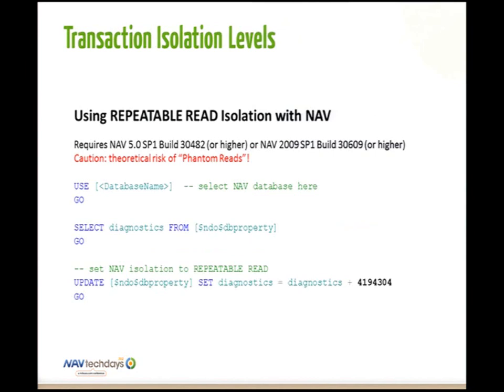Since these NAV versions, we can apply a binary switch in the DB property table. Yes, it's a field called diagnostics. By default, it's empty. There are some binary diagnostic switches that can be added to this. And if this one is applied, then NAV is using repeatable read isolation instead of serializable. So it's shifting down one gear.